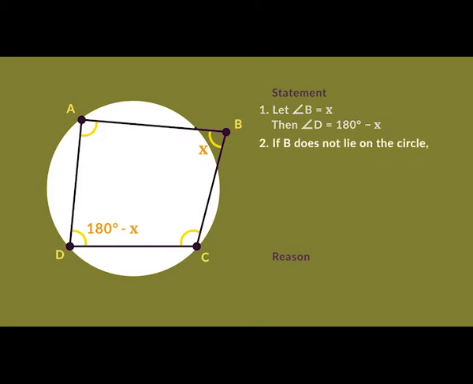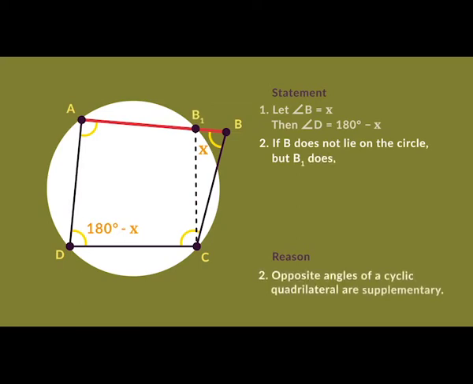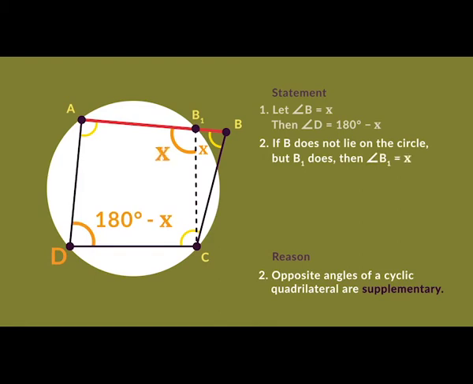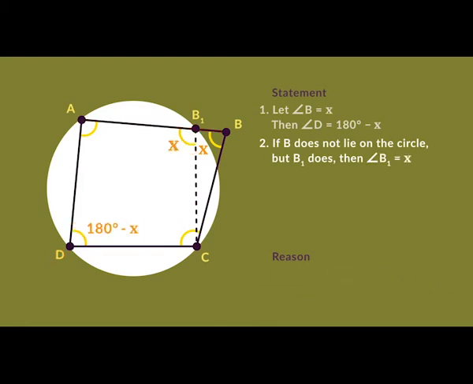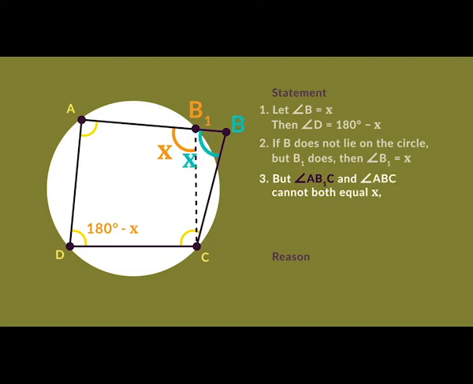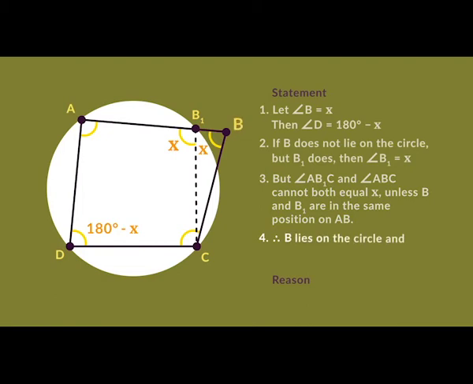If we found the point on AB that does lie on the circle, which we'll call B1, we'd know that it would form an angle that is supplementary to angle D and would be equal to x. But this will not work, since angle B1 cannot be the same size as angle B unless they are in the same position. Therefore, point B lies on the circle, and ABCD is a cyclic quadrilateral. This is called proof by contradiction.